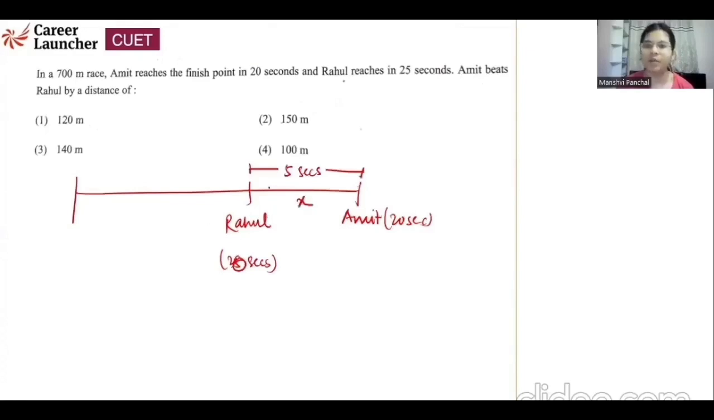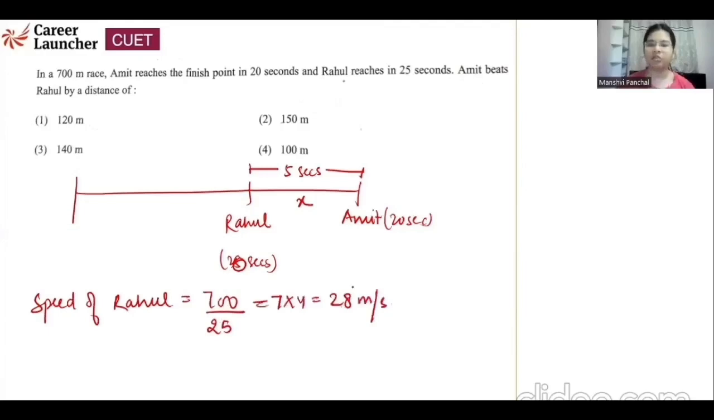We will know the speed of Rahul how? Because Rahul is reaching it in 25 seconds. So speed of Rahul will be distance upon time, so 700 upon 25, right? This will be 7 into 4, which is 28 meters per second. He has to cover x distance in 5 seconds. So distance is speed into time. It means 28 into 5, which is 140 meters. It means Amit is beating Rahul by a distance of 140 meters.